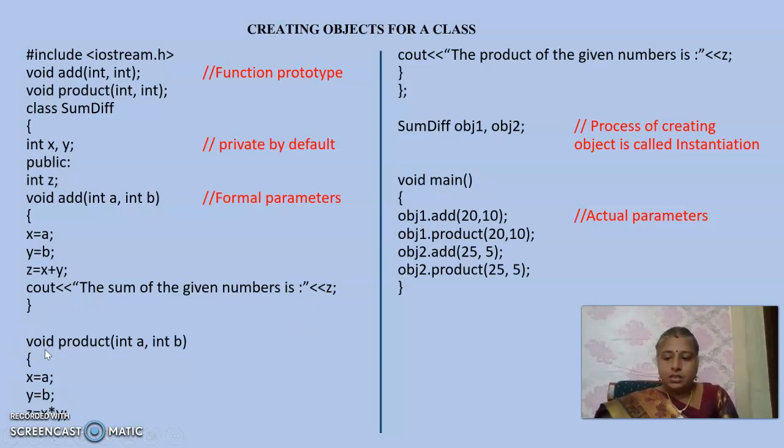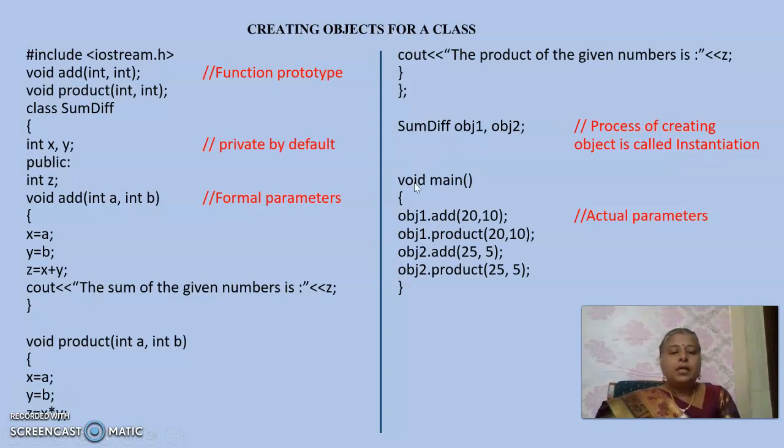Now the next function starts here. void product(int a, int b). Here same statements, x is equal to a, y is equal to b, z is equal to x star y. The same concept applies here also, and here the product is getting printed. And the function is closed, the class is closed. And after that, we are creating two objects for the class. sumDiff obj1, obj2. So this process of creating objects for a class is called instantiation.